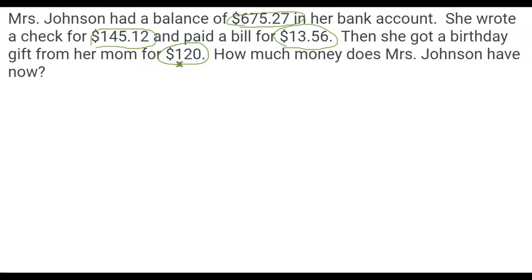So what we really need to do here is think about which of these numbers we are adding to the balance and which we are subtracting. I'm going to go through with a red marker and write add or subtract. The balance is what she's starting with, so she's not adding or subtracting anything there. Now she wrote a check for $145.12. If she wrote a check, that means she's paying someone. A check is what you write when you pay someone, so we're going to subtract that from her account.